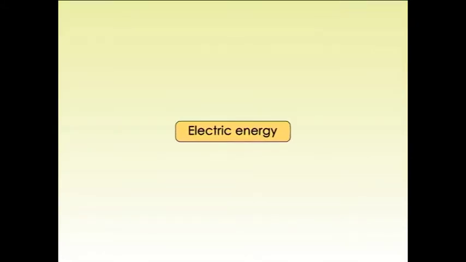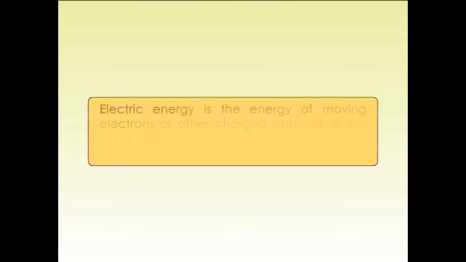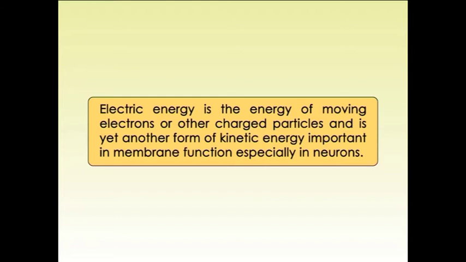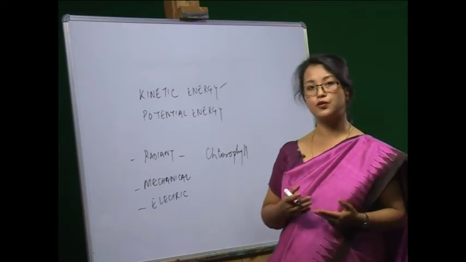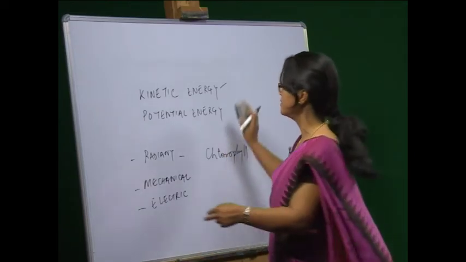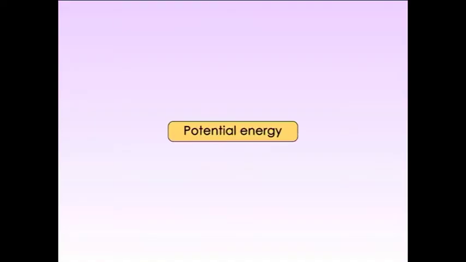Now, the next type is electric energy. Electric energy is the energy of moving electrons or other charged particles and is yet another form of kinetic energy important in membrane function, especially in neurons. Now, several forms of potential energy are also biologically significant. Now, let's look at some of the examples of potential energy.